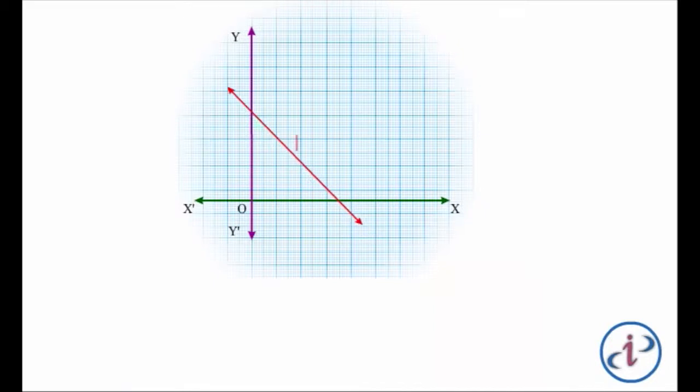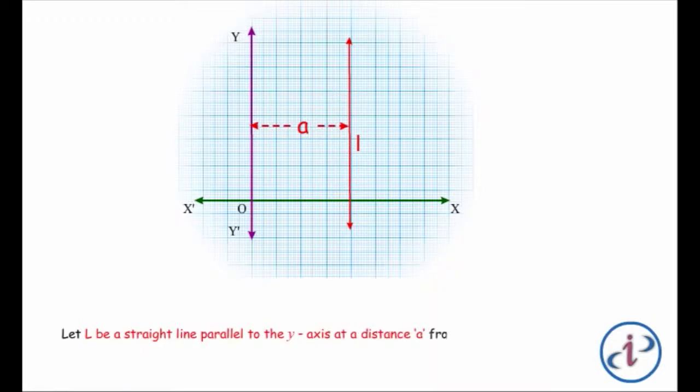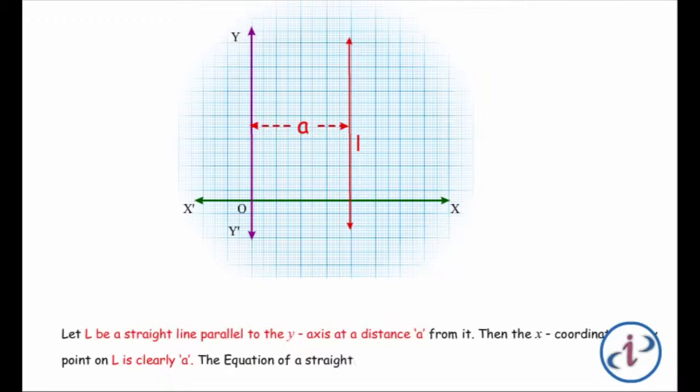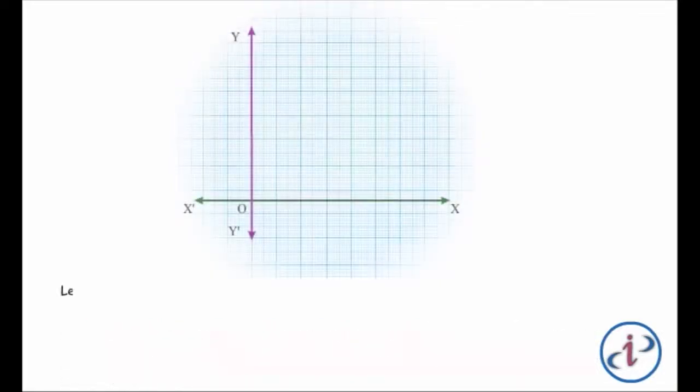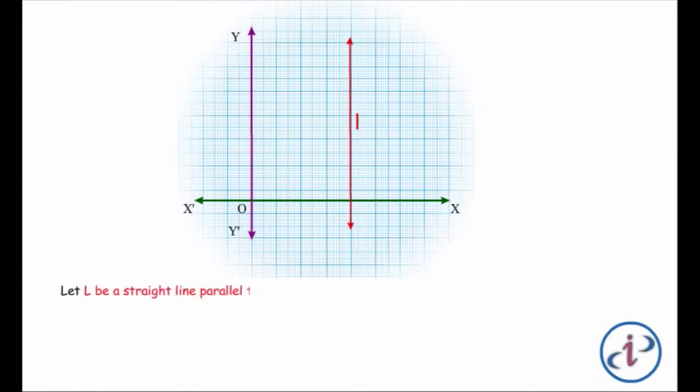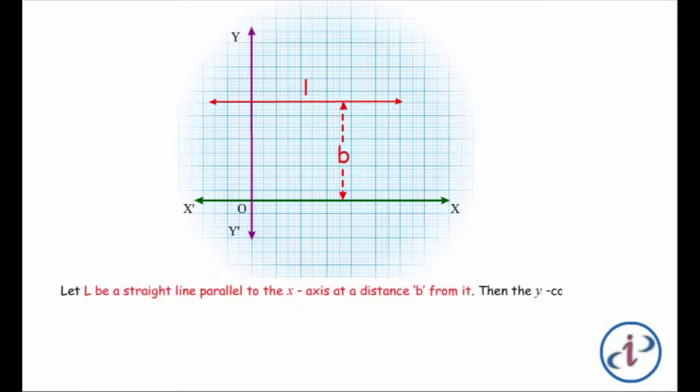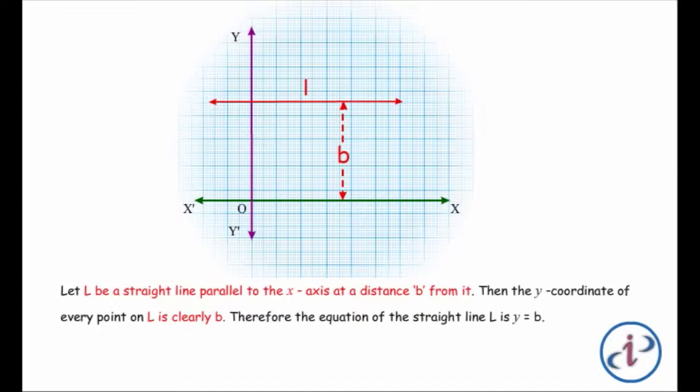Let us now consider the line L to be a straight line parallel to the y-axis at a distance a from it. Then, the x-coordinate of any point on L is clearly a. Hence, the equation of the straight line parallel to the y-axis and at a distance a from it is x equal to a. Let us now consider the straight line L, which is parallel to the x-axis at a distance b from it. Then, the y-coordinate of every point on L is clearly b. Therefore, the equation of the straight line L is y equal to b.